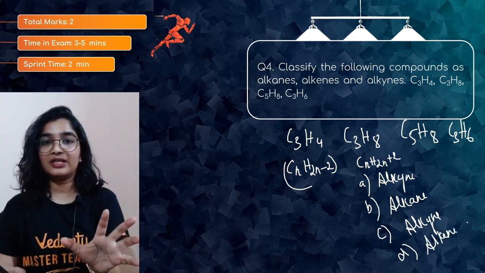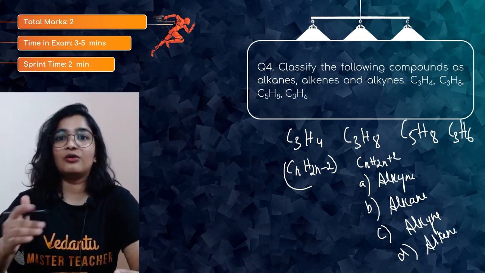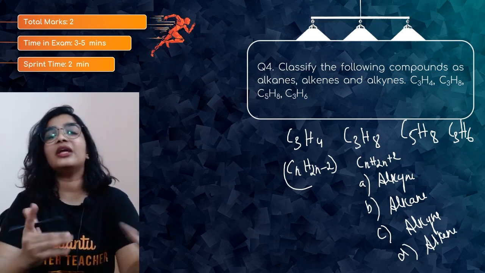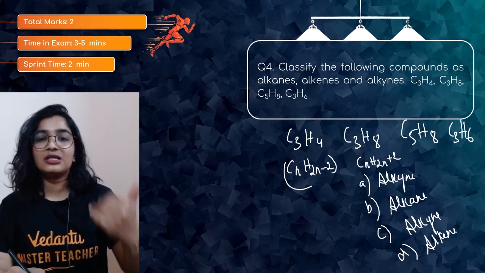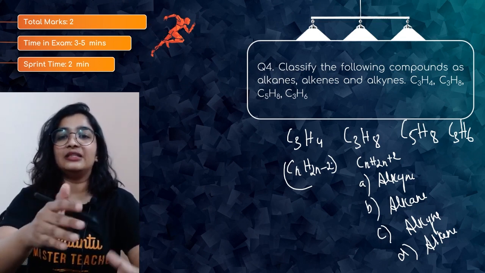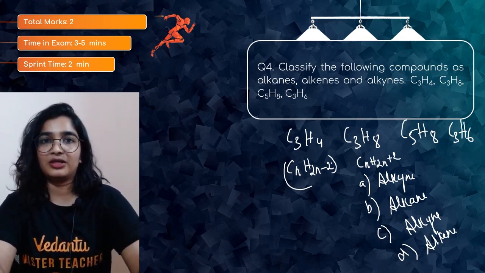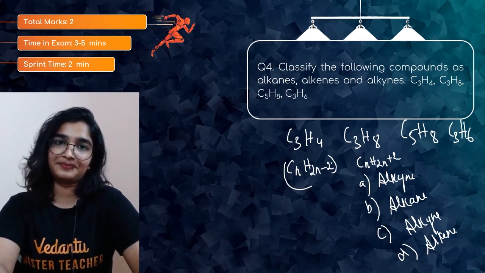Understood? What I did here: you just have to write down the general formula of alkanes, alkenes and alkynes, and then compare. You have the number of carbons and the number of hydrogens. Substitute in the general formula, and you will get to know whether the compound, whose molecular formula they have given you, is an alkane, alkene, or alkyne.